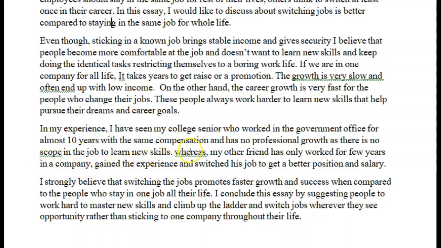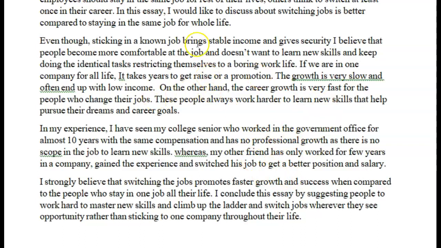Maybe. Now, you don't start a sentence with whereas, okay? Not like this. You could have said, however, my other friend has only worked a few years in a company, gained experience, and switched jobs to get a better position and salary. All right, now here's the thing. You've got an example here, but you cannot make a paragraph only out of one example or two examples. Basically, this should have been in your previous paragraph.